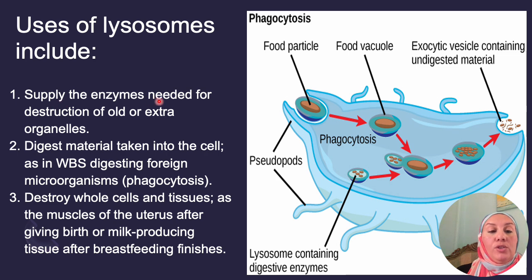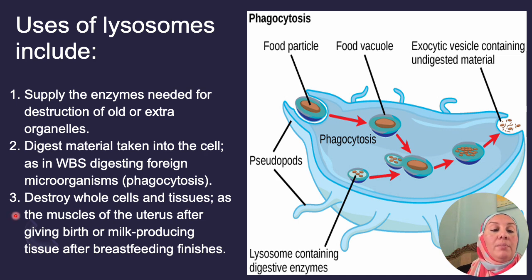Lysosomes have many jobs. Let's look at the jobs. They supply the enzymes that are needed for destruction of old or extra organelles. They digest material taken into the cell, as we said in white blood cells, maybe taking in foreign microorganisms and trying to digest them, the process called phagocytosis. They also destroy whole cells and tissues, and that is normal.